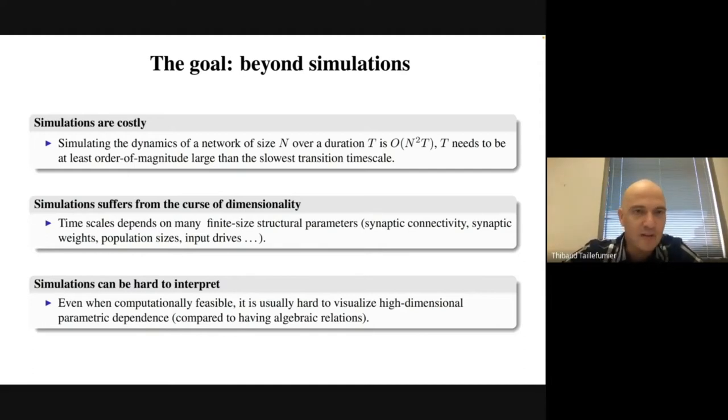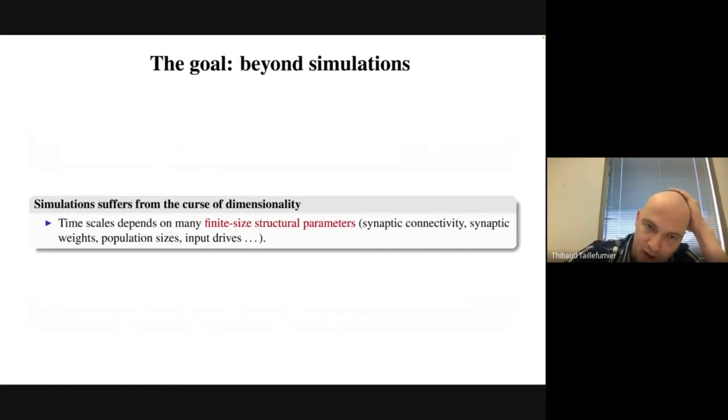So there are various reasons why I'd like to go past simulation, but in our case, just for metastability, the most important one for me will be to try to take into account in some fashion the dependency on finite size structural parameters, because it is known that those transition rates that we are after are very dependent on the finite size of the system, and they actually emerge from the finiteness of the system. So these are preliminary remarks.